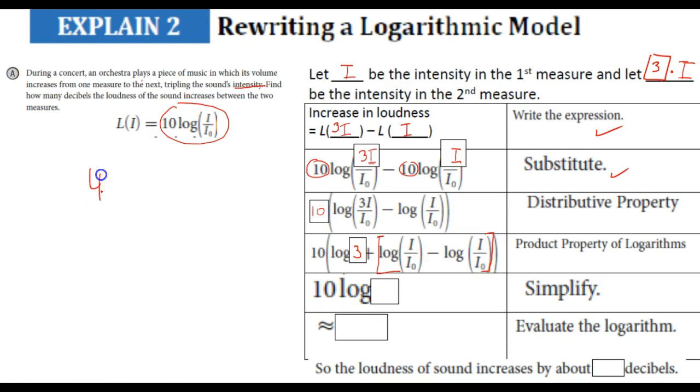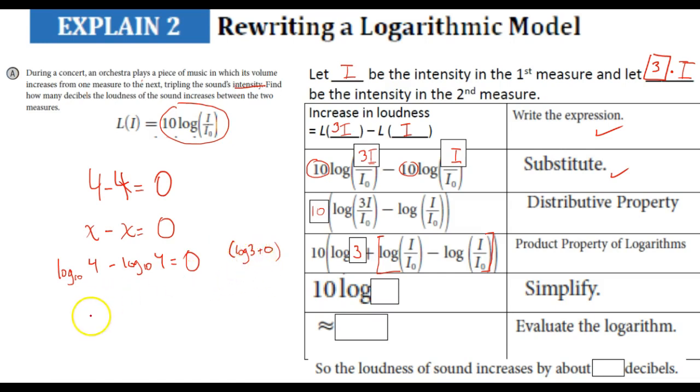But if I asked you what 4 take away 4 is, what would you say? 0. If I said x take away x, what would you say? 0 again. What if I said log base 10 of 4 take away log base 10 of 4? Again, 0. Anything take away itself is essentially going to be 0, guys. So that's going to be log 3 plus 0.